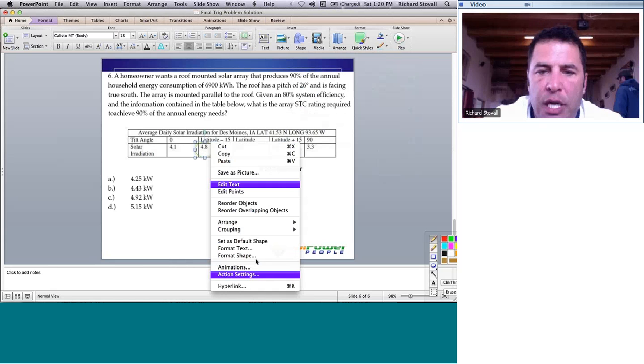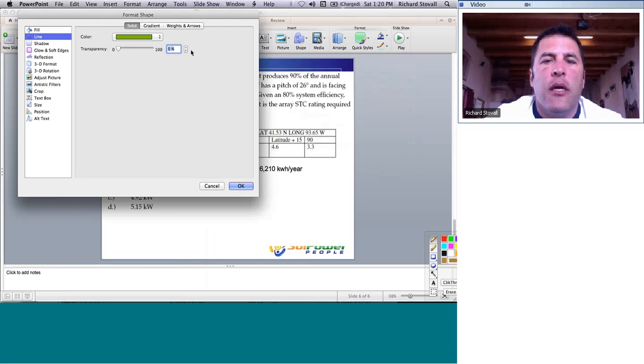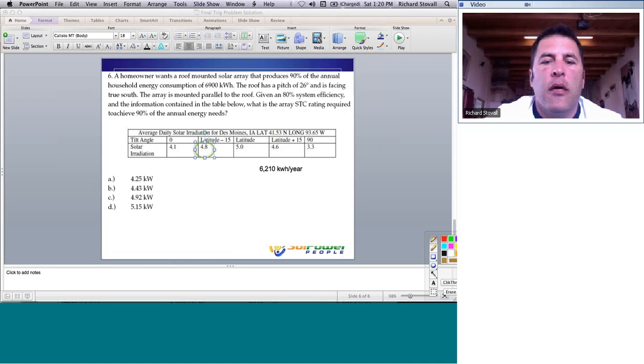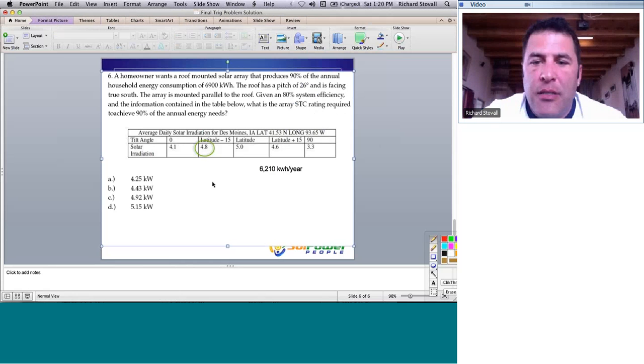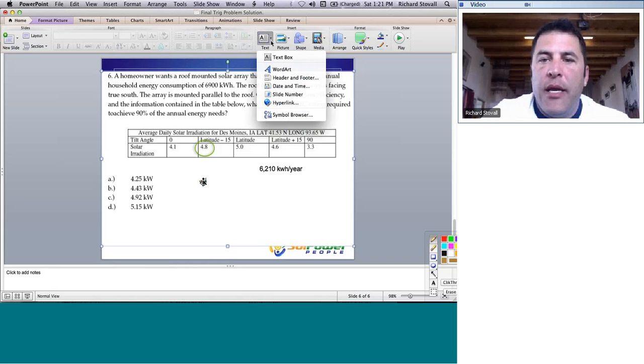Let me go ahead and format this shape, make it a little easier to see. Okay, so 4.8 peak sun hours per day. All right. And we've got a system that's 80% efficient. Okay. And we need to produce 6,210 kilowatt hours per year. Okay. So we can go 6,210 divided by 4.8, divided by 365, 2.55, divided by 0.8. Okay, 0.43. All right.